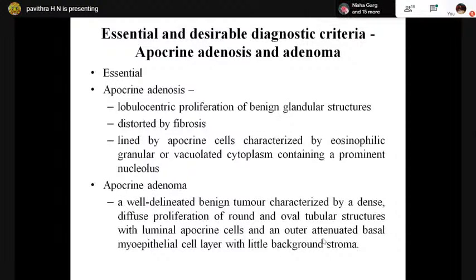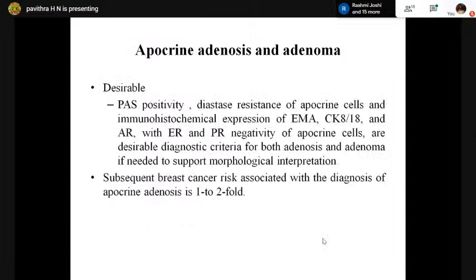And there also are the essential and the desirable criteria for apocrine adenosis, the same things which we have already discussed. And in the desirable criteria, they are PAS positive, diastase resistant, as we all know. They also express the markers which we just spoke, EMA, CK8, 18, AR, for both adenosis and adenoma. And subsequent breast cancer risk associated with the diagnosis of adenosis is 1 to 2 fold.